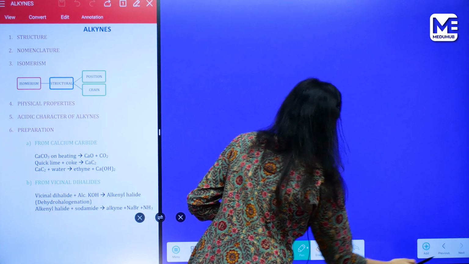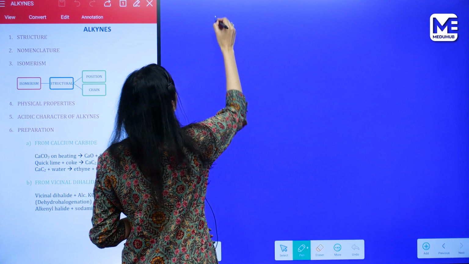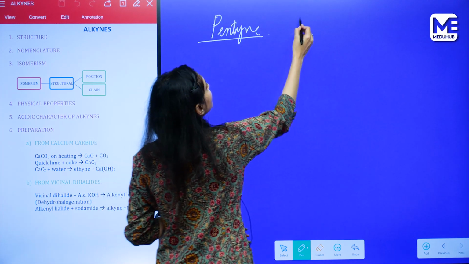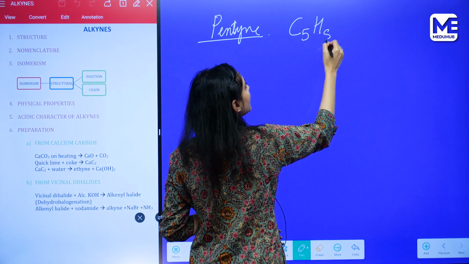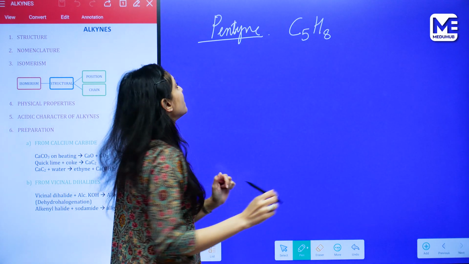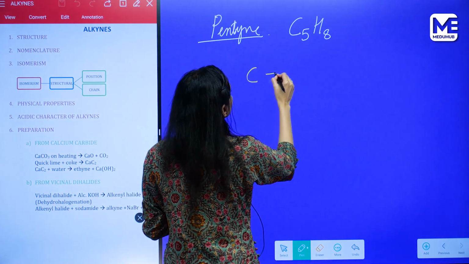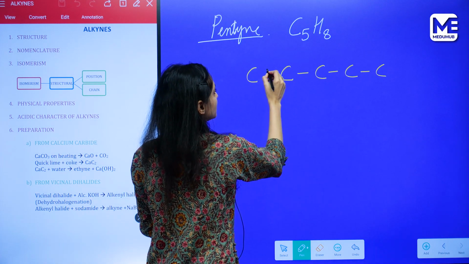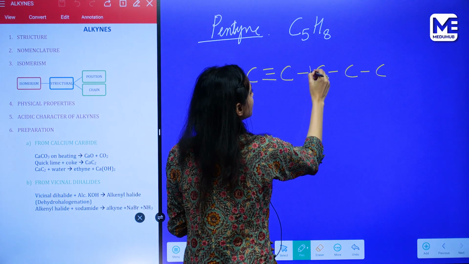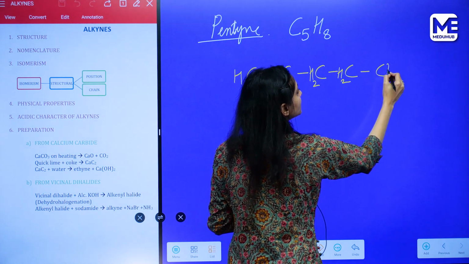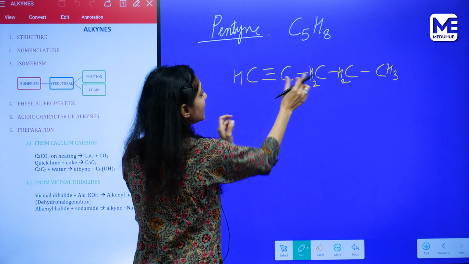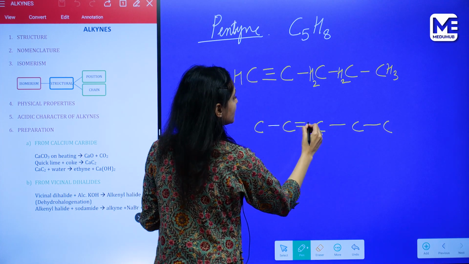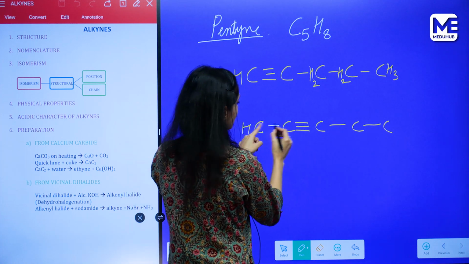If we take another example of, say, pentyne. Pentyne will be C5H8. So we can draw three structures for pentyne. 1, 2, 3, 4, 5 carbons here. First, the triple bond is here, HC≡C-CH2-CH2-CH3. In the next, the triple bond can be here, between carbons 2 and 3. We draw CH3 here. Satisfied.